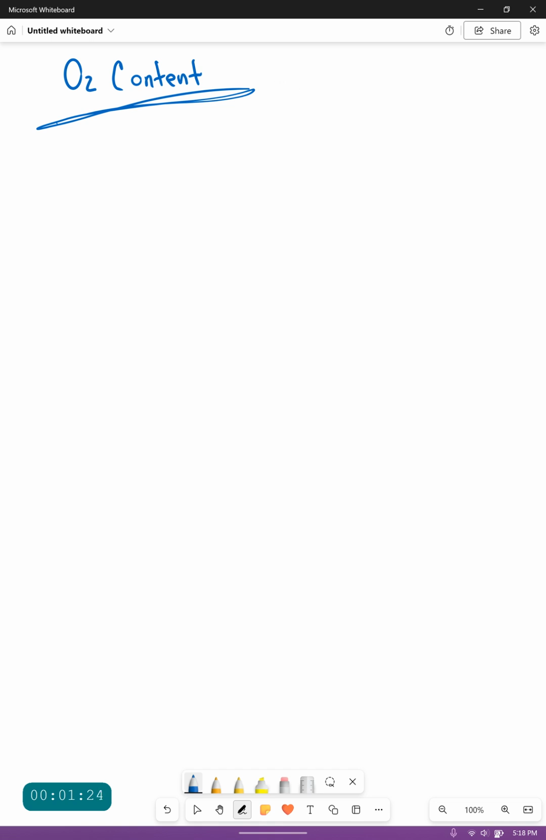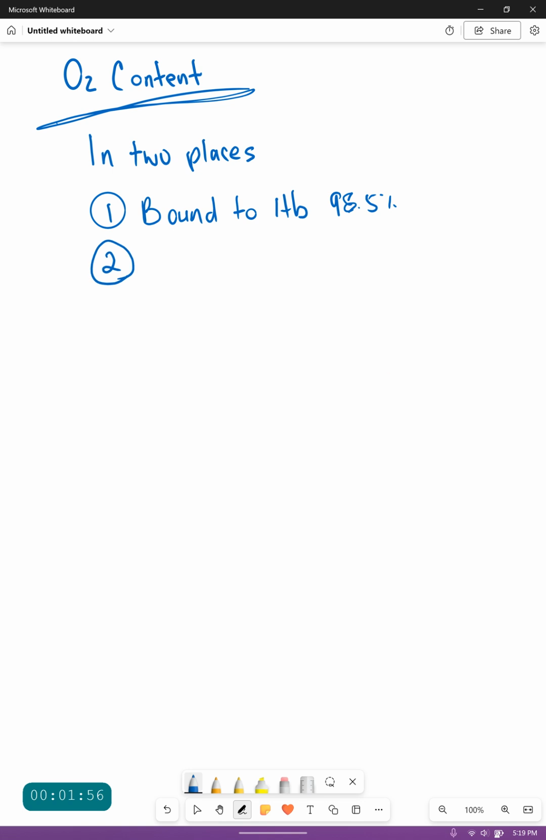But when you're talking about O2 content, O2 is going to be in two places. You know this. What are these two places? Bound to hemoglobin. That's where like 98.5% is the number I've been using, so I'll roll with that. And where else do you have O2? Dissolved in plasma.